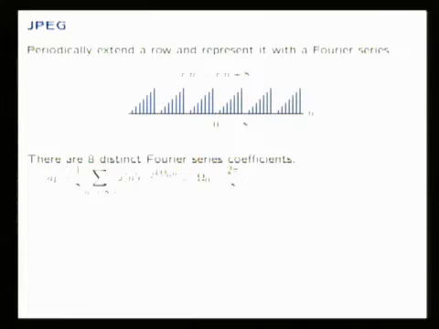OK, the original signal only had 8 numbers in it. I'm going to periodically repeat it because then I can take a Fourier series. It's a periodic signal, it has a Fourier series. The reason I do that is that the Fourier series only has 8 coefficients, right? The Fourier series of an 8-long sequence has 8 Fourier coefficients, right?